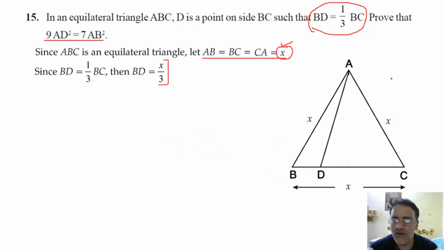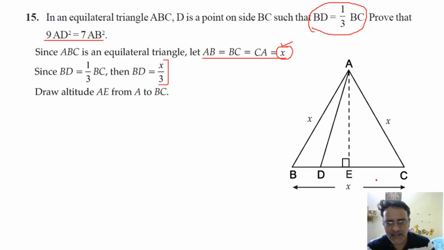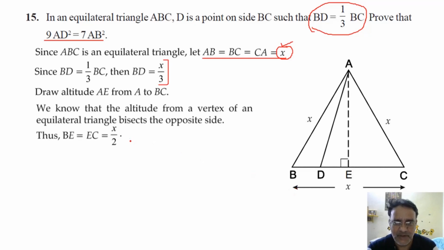Next, now we are going to draw one perpendicular line, ठीक है, AE, right? AE perpendicular to BC, and we know that in an equilateral triangle the perpendicular bisects the base. So BE is equal to CE is equal to half of BC. Half of BC means x by 2. This step is clear?